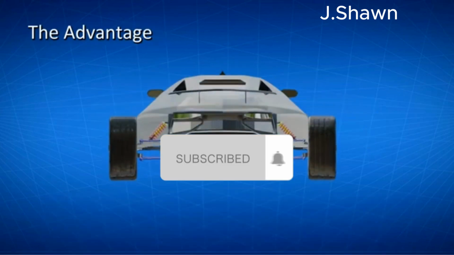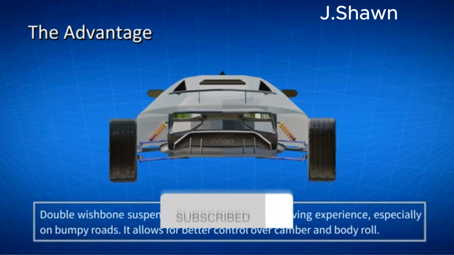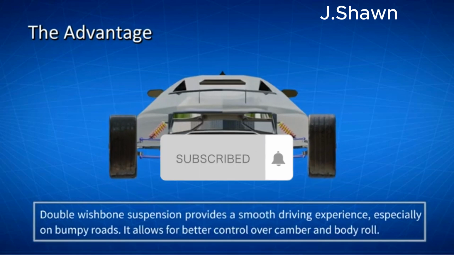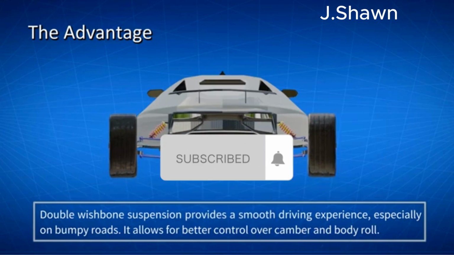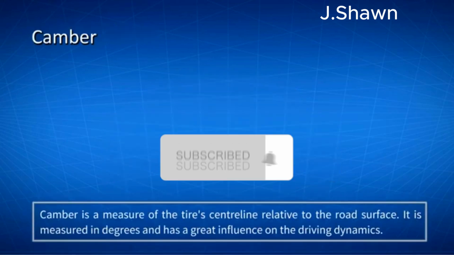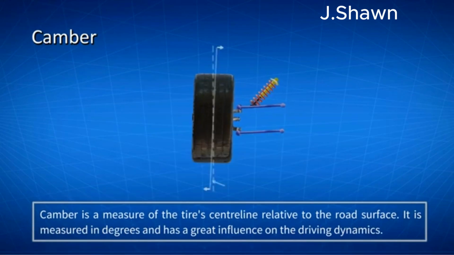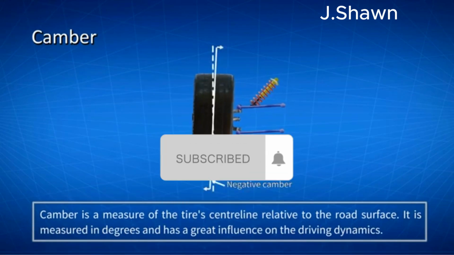The advantage. The double wishbone suspension provides the driver with a smooth driving experience, especially on bumpy roads. As a more complex design, the double wishbone allows for better control over camber and body roll. What is camber? Camber is a measure of the tire's centerline relative to the road surface. It is measured in degrees, and has a great influence on the driving dynamics of the car.